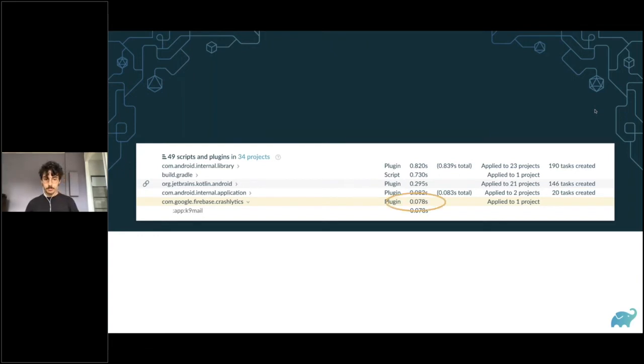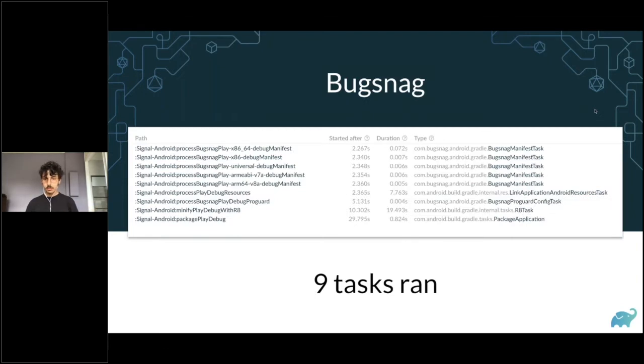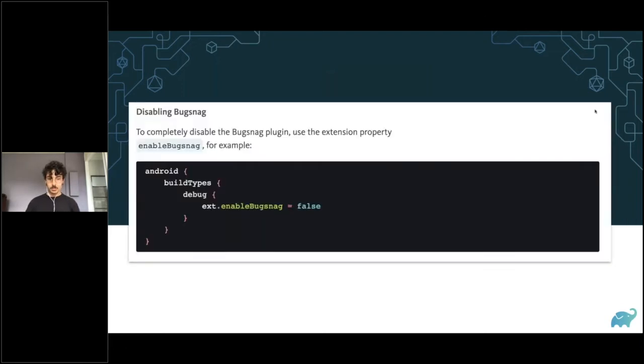There are other crash type plugins. In this case, I just applied Bugsnag to the Signal Android app. The Signal Android app is an open source app. It doesn't have Bugsnag, but I just applied it to see what would happen. In this case, 9 tasks run on every single build. Luckily, in their documentation, they have a way of disabling that. Crashlytics, unfortunately, does not have a way of disabling it.